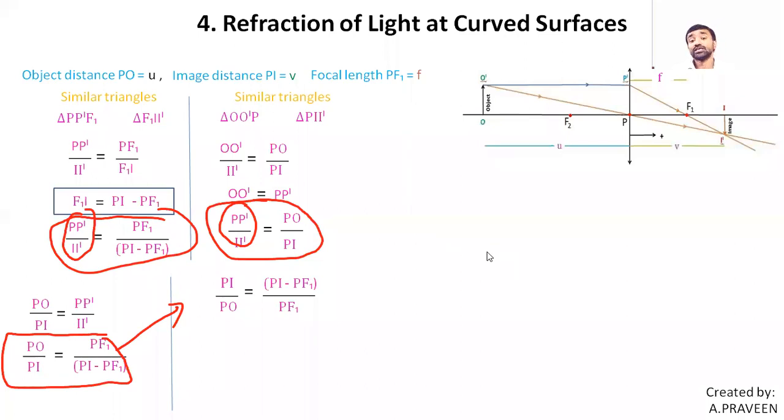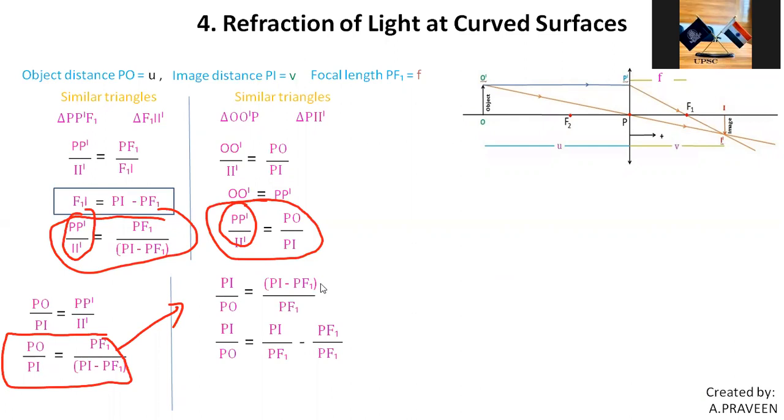The next step is splitting a common denominator on the right side. So PI by PO is equal to PI by PF1 minus PF1 by PF1. Is it clear? Is it clear? Common denominator, individually splitting this one, right? If you take LCM, we will go back to the same step, right? So that I followed here.